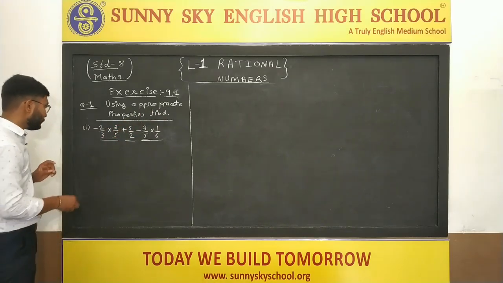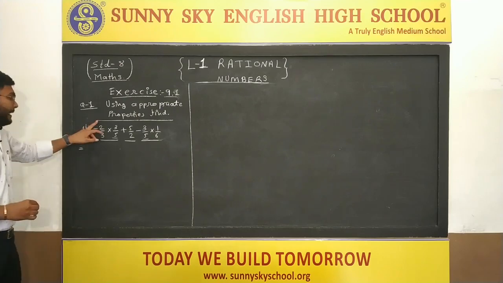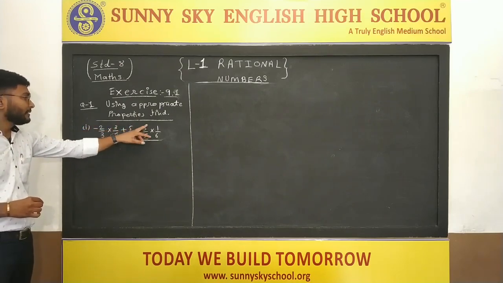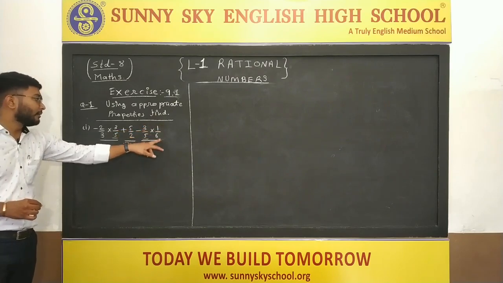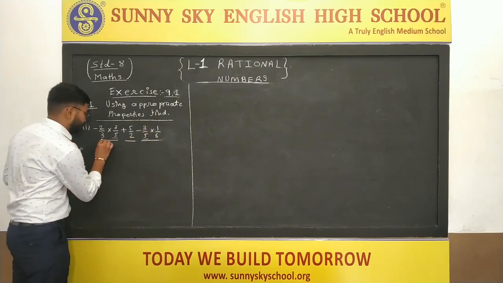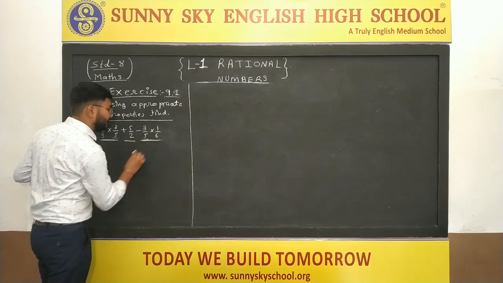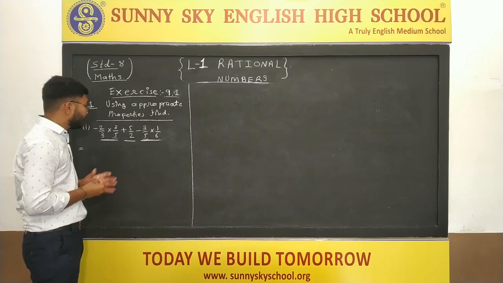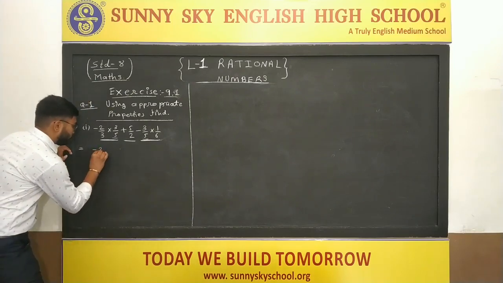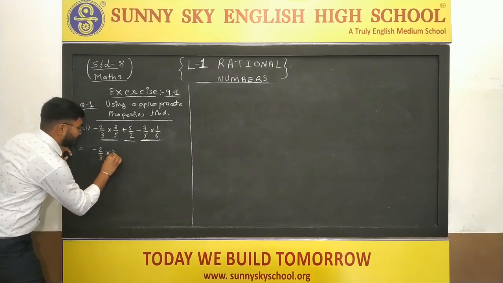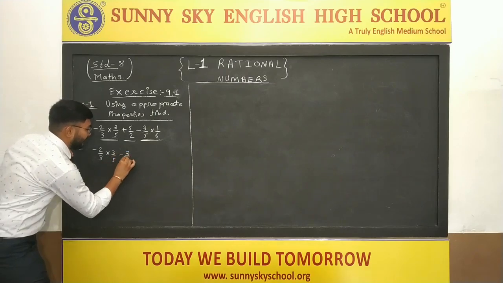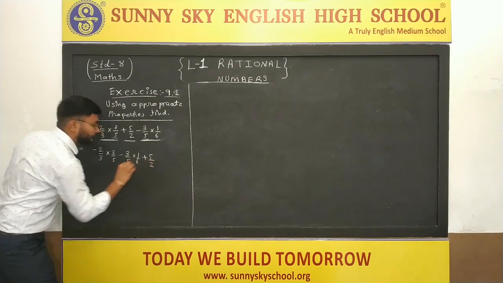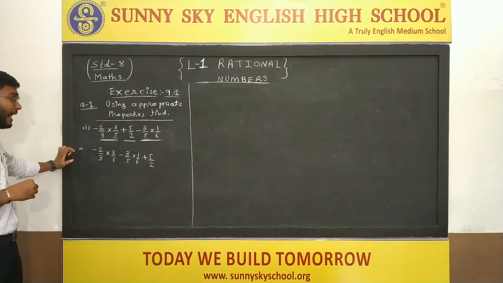Okay. See, minus 2 by 3 multiplied by 3 by 5 plus 5 by 2 minus 3 by 5 multiplied by 1 by 6. See, it is our first number, it is second and third. It means here we have been given three numbers. Okay, first we arrange them: minus 2 by 3 multiplied by 3 by 5 minus 3 by 5 multiplied by 1 by 6 plus 5 by 2. See, why have we arranged them?